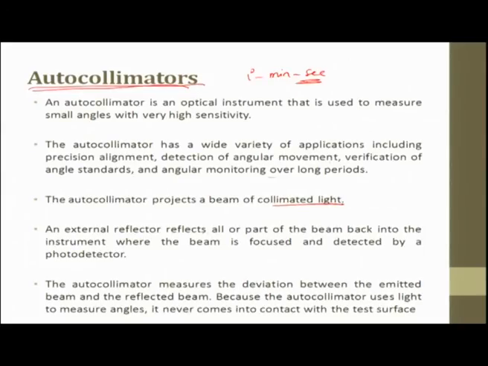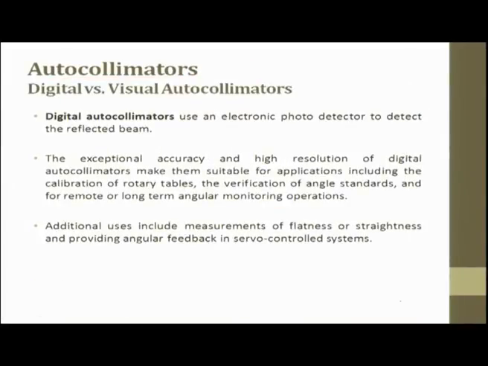The external reflector reflects all or part of the beam back into the instrument where the beam is focused and detected by a photodetector. The autocollimator measures the deviation between the emitted beam and the reflected beam. Because the autocollimator uses light to measure an angle, we can test it over a very long distance and get the output.